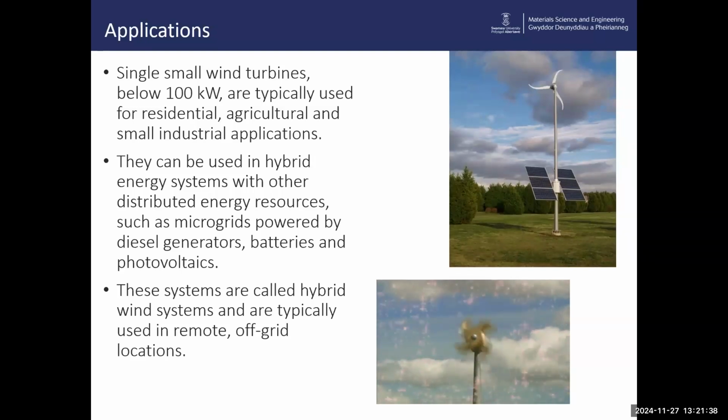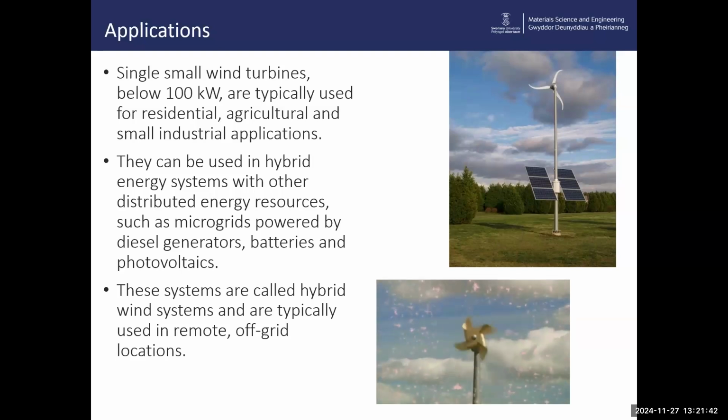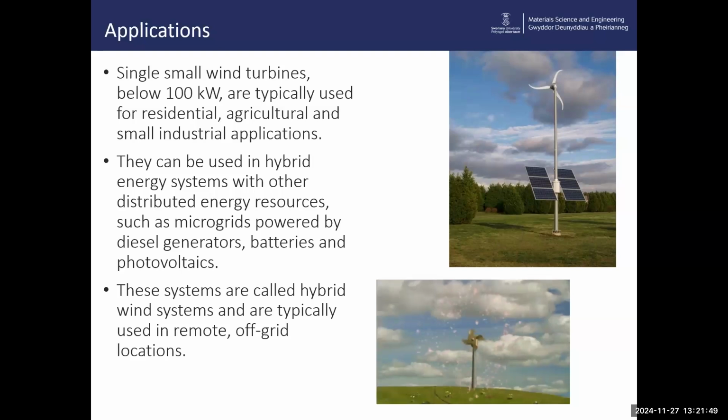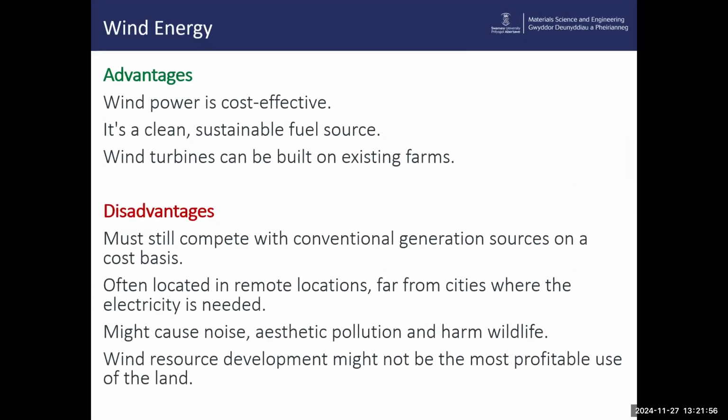So these can be used in hybrid energy systems along with other distributed energy resources, such as microgrids powered by diesel generators, batteries, and photovoltaics. So a combination of these will be typically used in remote and off-grid locations. Some obvious advantages of wind energy are that it can be made cost effective, it is a clean, sustainable fuel source, and wind turbines can be utilized on existing farms.